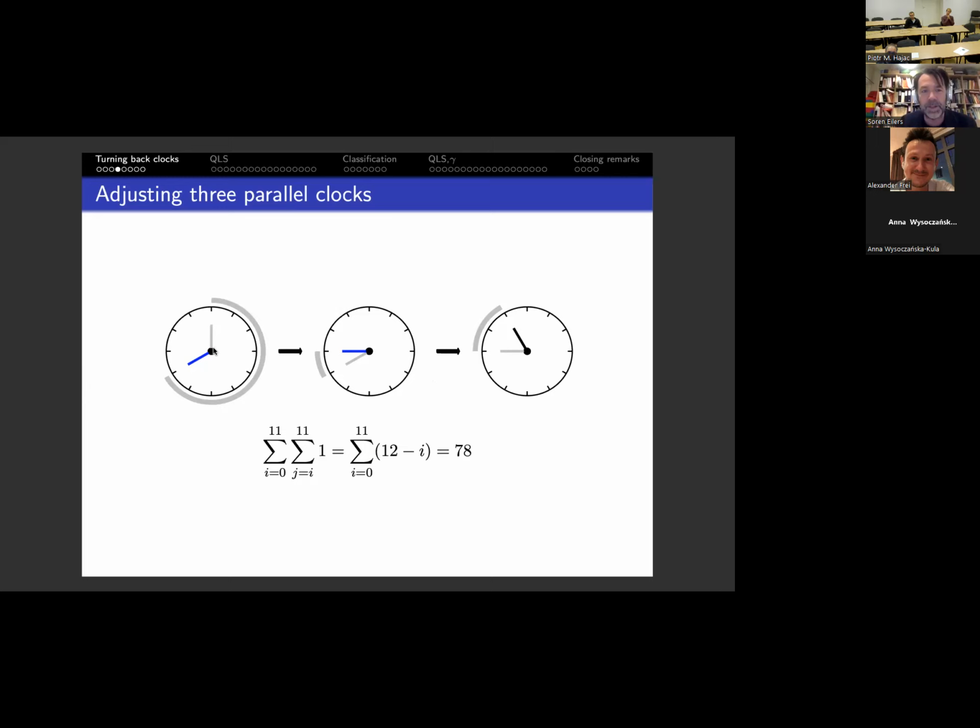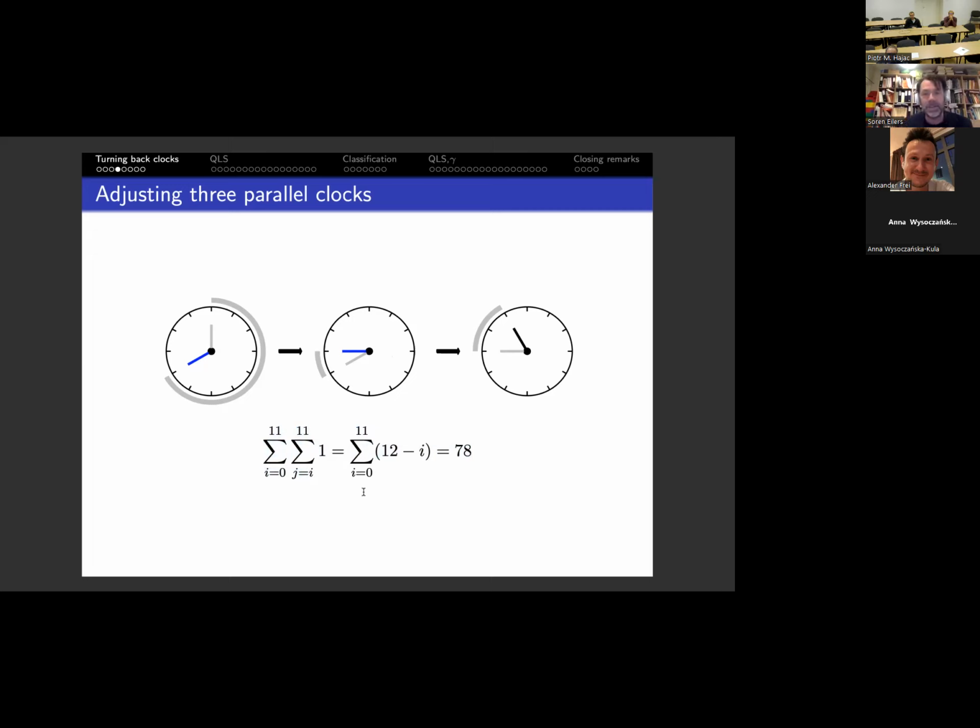Right, because essentially the choices I have to make is that I choose a number that I call I. It's between 0 and 11. That's how much I move the one to the left. And then I choose a number called J. That's a number between I and 11, because the middle hand will have moved when I move the leftmost hand. So I cannot start before I. It has to start at I. So this is why this is the sum from I equals 0 to 11, J equals I to 11 of 1.